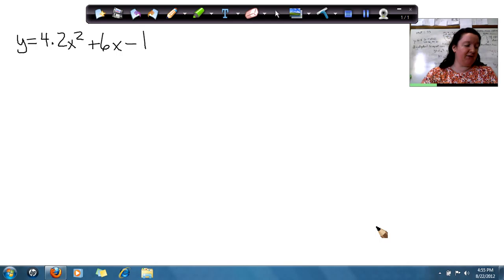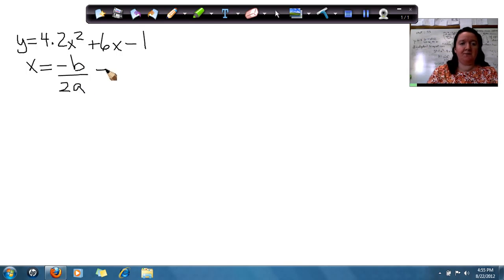It asks us to graph the function f of x equals 4.2x squared plus 6x minus 1. And I just wrote down y because we know that f of x is the same as saying y. So the first thing we need to figure out is what our axis of symmetry is. Remember, that's negative b over 2a.